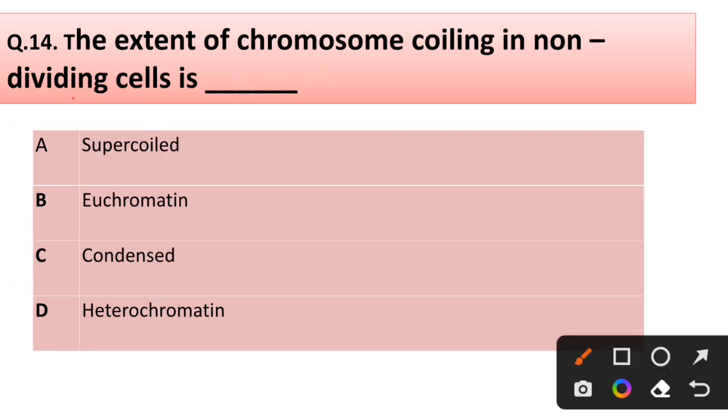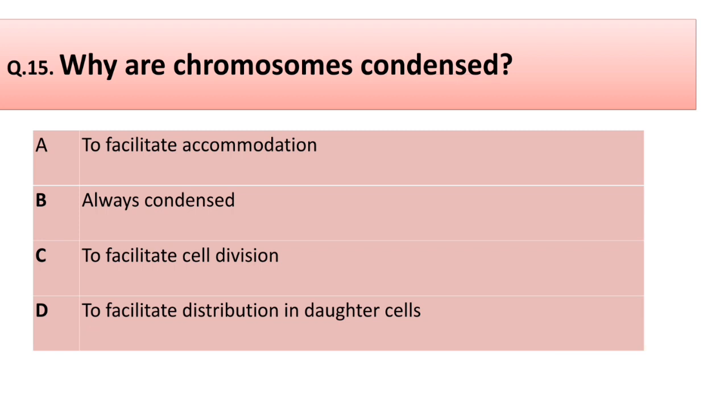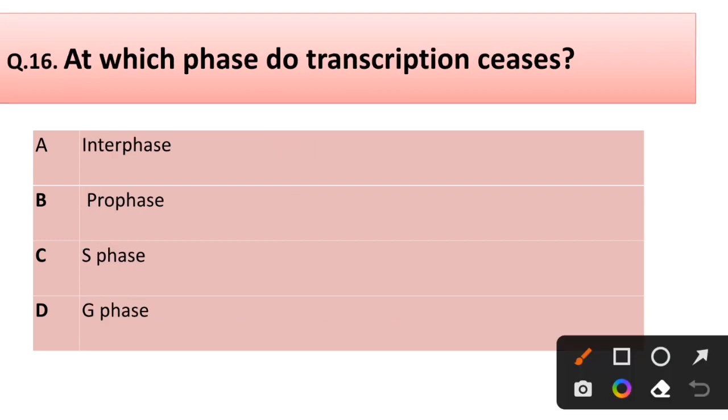Question 14. The extent of chromosome coiling in a non-dividing cell is: supercoiled, euchromatin, condensed, heterochromatin. Correct answer is option B, euchromatin. Question 15. Why does a chromosome condense? To facilitate accommodation, always condense, to facilitate cell division, to facilitate distribution in daughter cells. Correct answer is option D, to facilitate distribution in daughter cells. Question 16. At which phase does transcription cease? Interphase, prophase, S phase, G phase. Correct answer is option B, prophase.